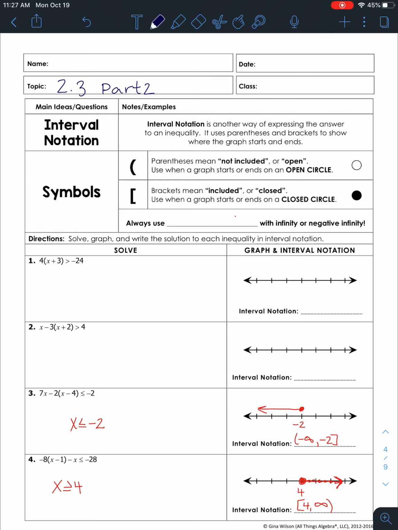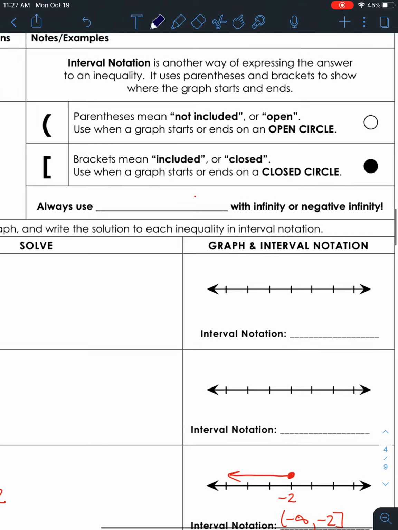All right, here's interval notation, try number 2, part number 2. So this is 2.3. This is kind of a subset or an after part of the last 2.3. We're doing some more solving of inequalities, but now we're going to write our answer in what we call interval notation. Again, it's just another way that we can demonstrate where the answers are. So there are two options when we're doing interval notation.